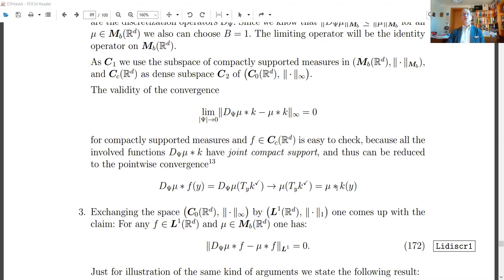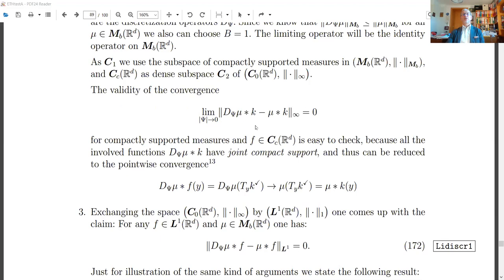Now, when you try to go from compactly supported measures, from measures acting on compactly supported functions, to all of C0, you have to use exactly such an argument. Recall that the d psi mu is at most as big as the mu. So the d psi operator is a non-expansive operator. It doesn't make measures bigger, or functionals bigger, than the input measures.